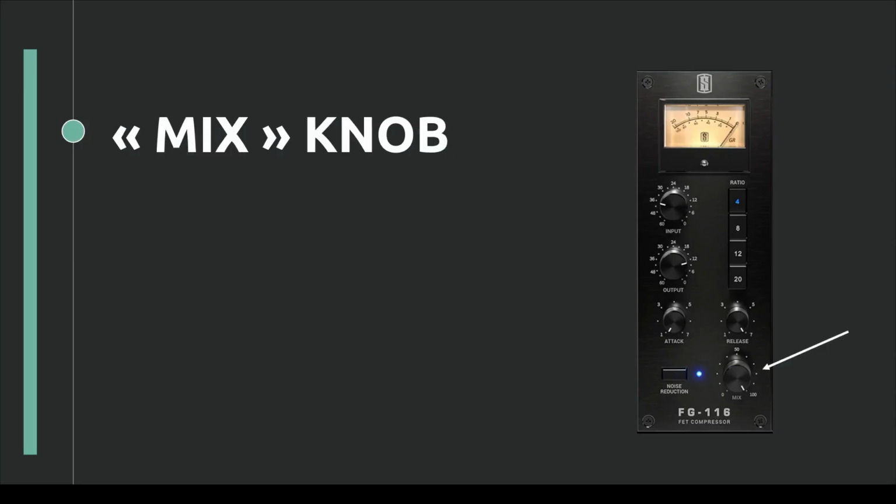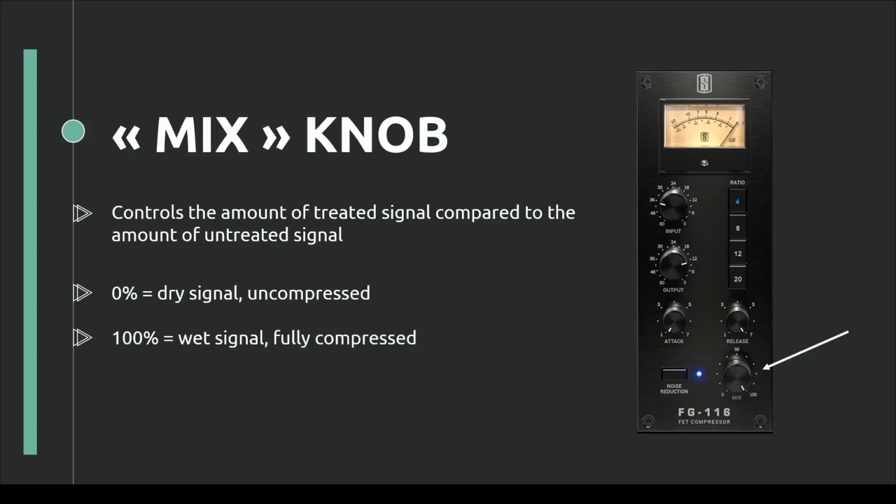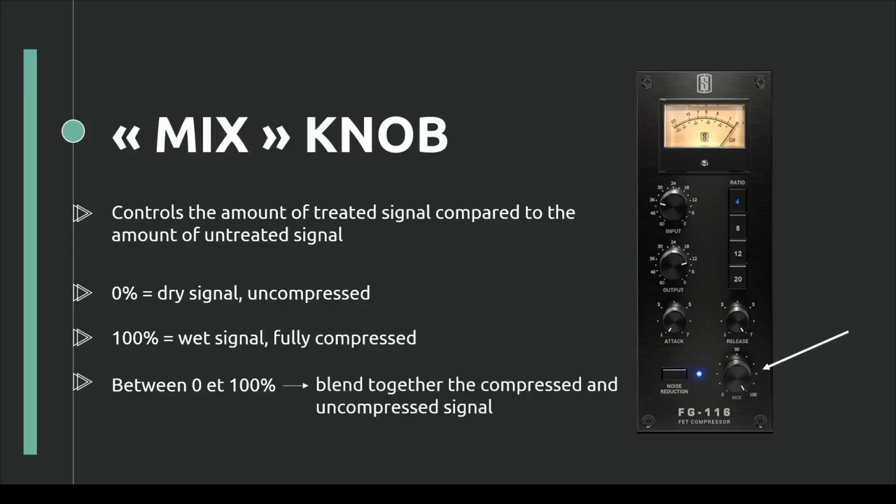Nowadays many plugins have a mix knob, which is a simple and quick way to apply a parallel compression. The mix knob controls the amount of treated signal compared to the amount of untreated signal. At 0% we only hear the dry signal, uncompressed. At 100% we hear 100% of wet signal, so 100% of compressed signal. But if we set less than 100%, we blend together the compressed and uncompressed signal, creating a sort of parallel compression.